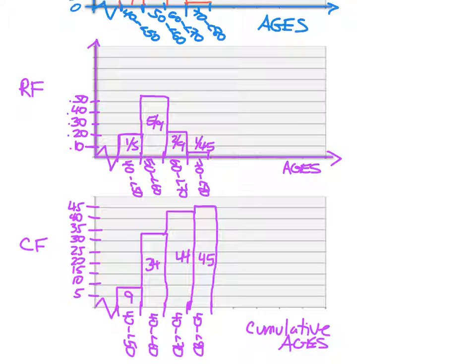I forgot to put my axes in, so I'll just chuck those in. Put some arrows on those bad boys. And there's your cumulative frequency histogram.